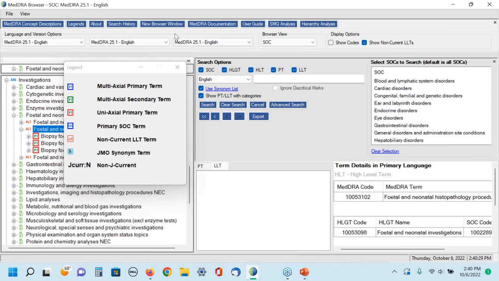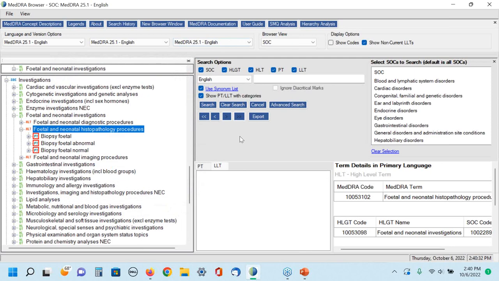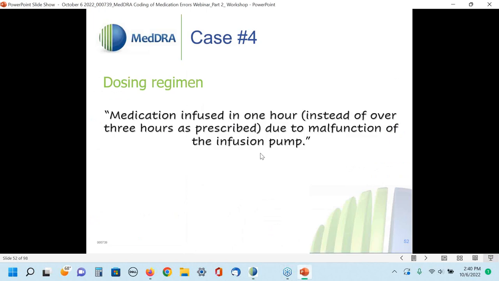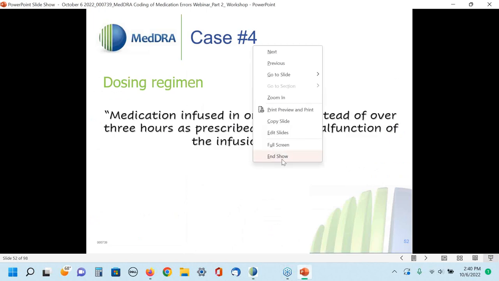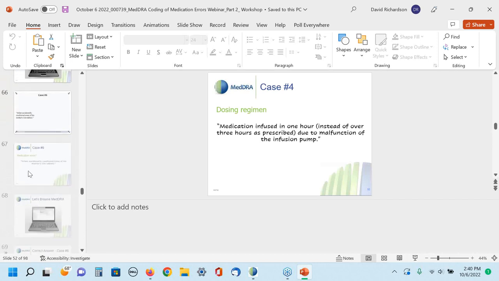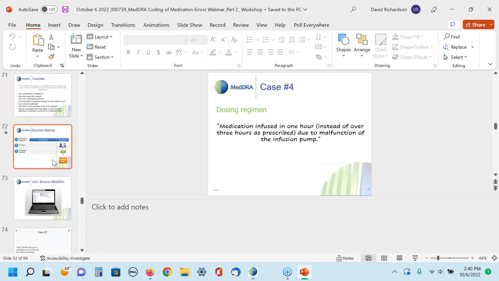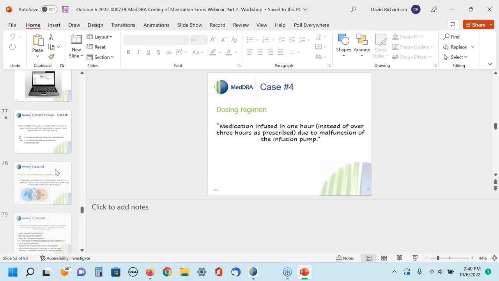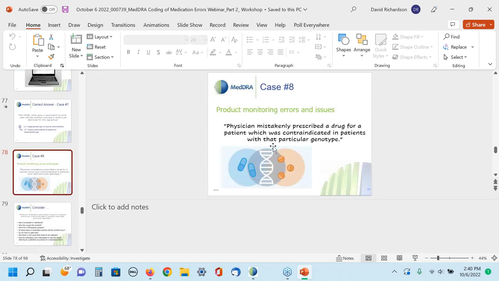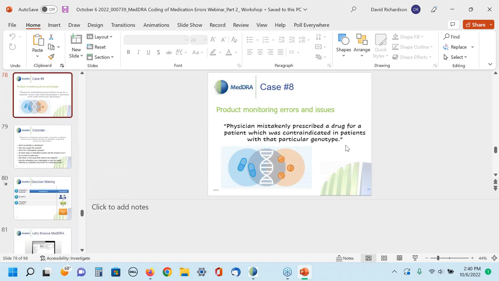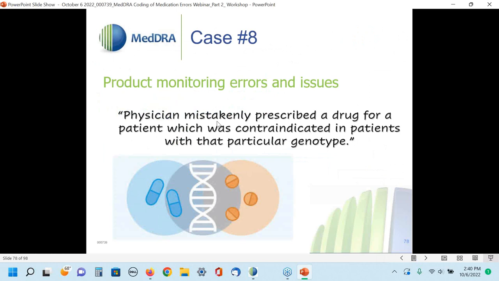Other questions? Our next question came in during case number 8, and it asks, how would you know if the drug label issue? We don't know that the drug was labeled inappropriately. The report says physician mistakenly prescribed a drug for a patient which was contraindicated in patients with that particular genotype.